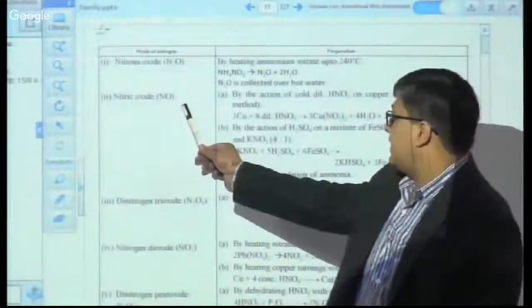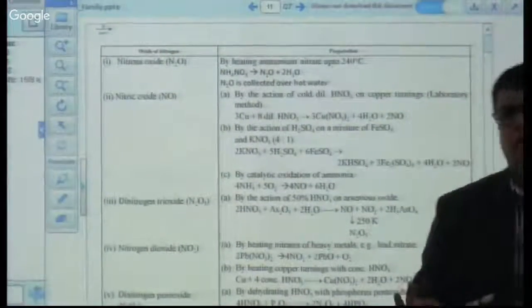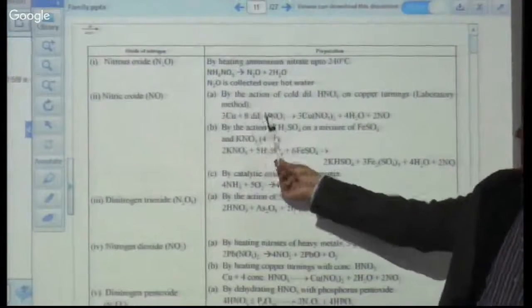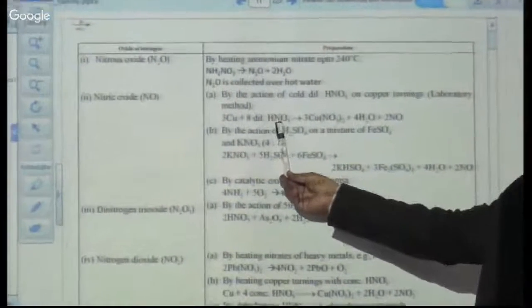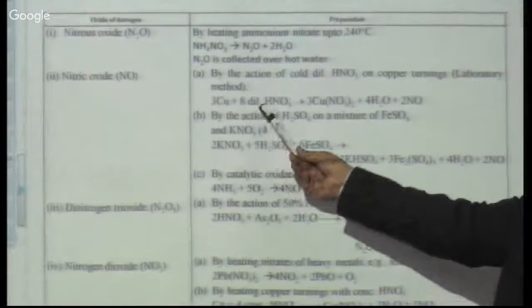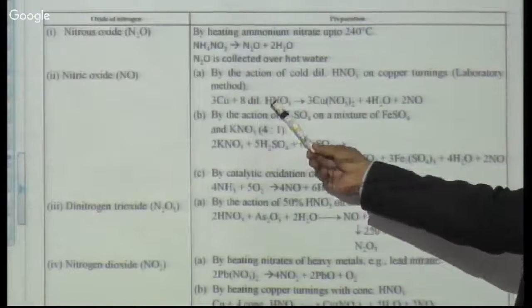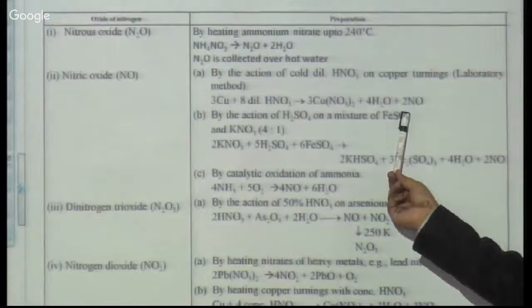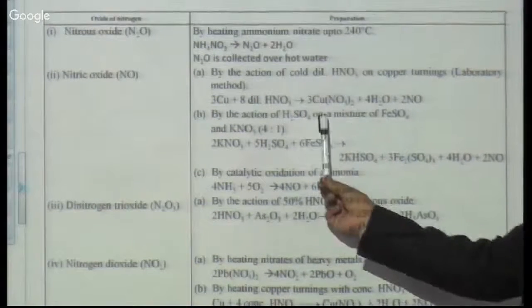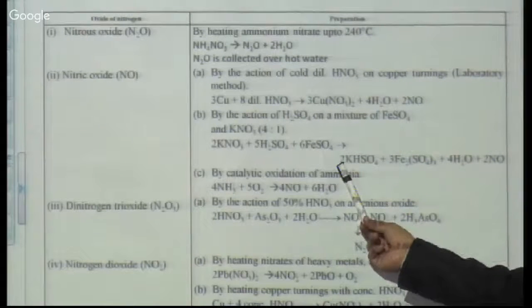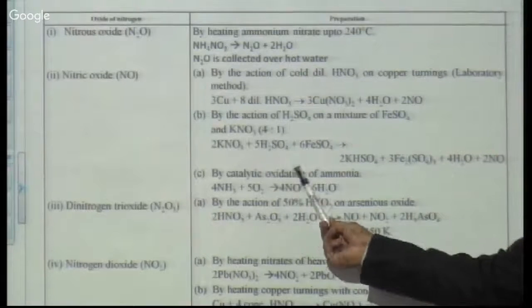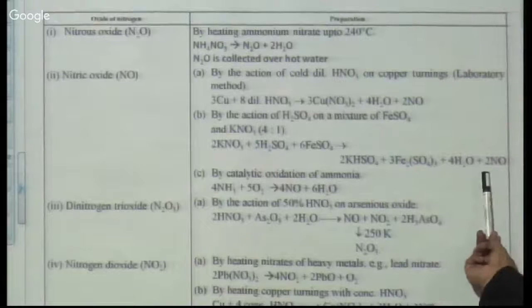Now, nitric oxide. Copper, the most common reaction, if you have already completed d-block elements: copper reacts with dilute HNO3, not concentrated. Clear? Concentrated के साथ N2O2 मिलेगा. Copper अगर dilute HNO3 के साथ react कराएंगे तो हमें क्या मिल रहा है? NO. Clear? Now H2SO4 with FeSO4, this is also a common reaction. KNO3 plus H2SO4, FeSO4 will produce NO.